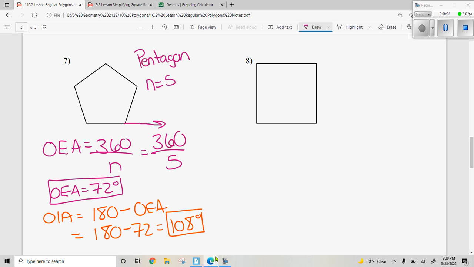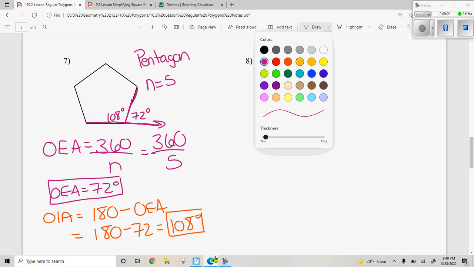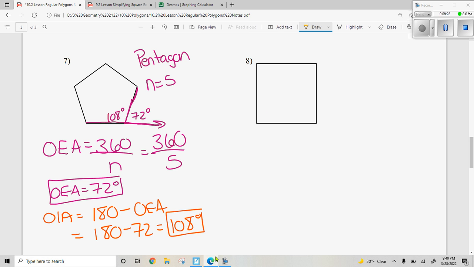If I were to have drawn that perfectly straight, this angle is 72. This one is 108. As you can see, they make a linear pair because they form a line. They share a side. Those two angles should always add to 180, and that's how it's going to be every time that we have an interior and an exterior angle at the same vertex.